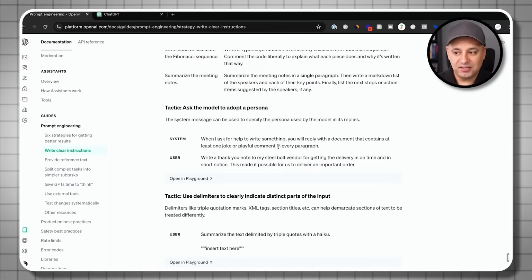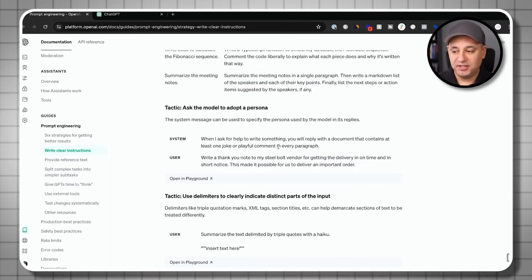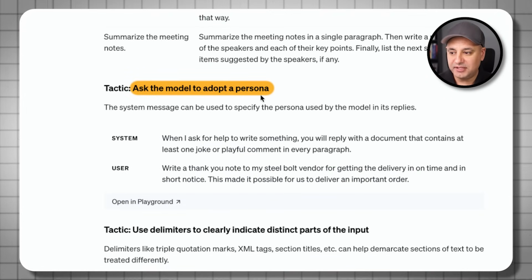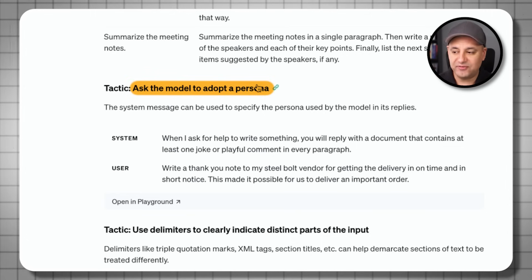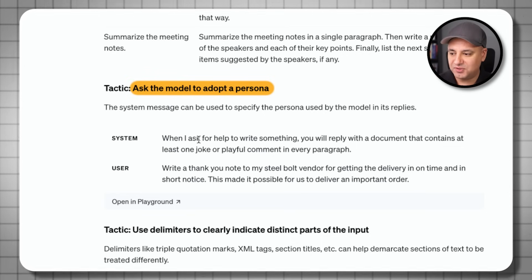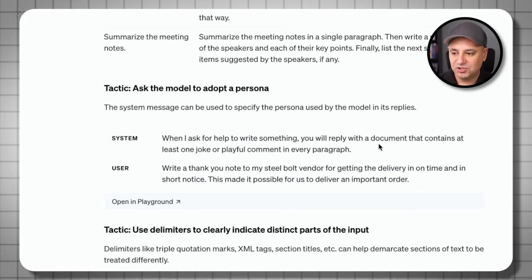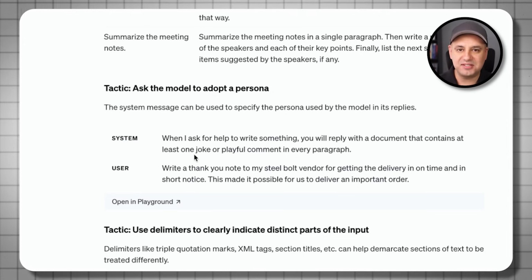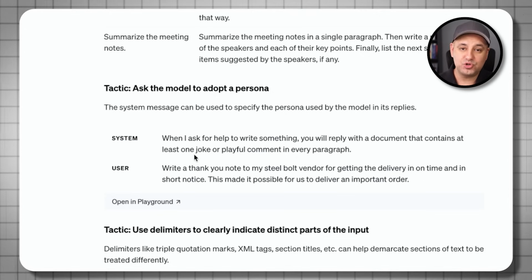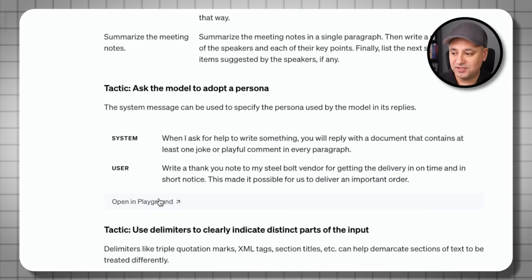And the second tactic under that broad strategy of giving clear instructions is asking the model to adopt a persona. So this is one of my favorites. I don't think they did a great job here with the example, but it's saying to ask the model to write a document containing at least one joke in every paragraph when responding. And this is designed, if you look at this document, it says system and user because this is designed, again, for developers to train a model inside of this thing called Playground.